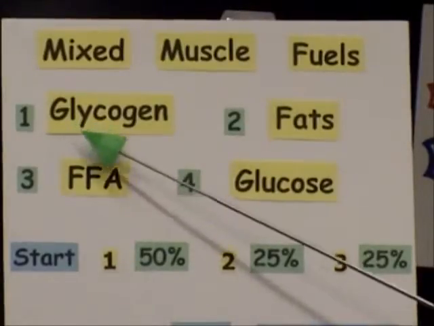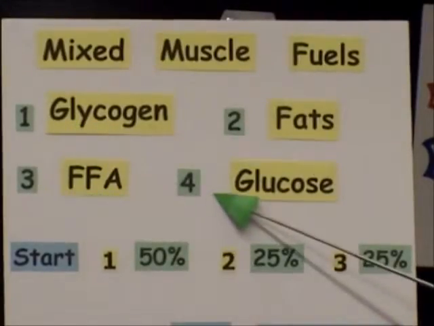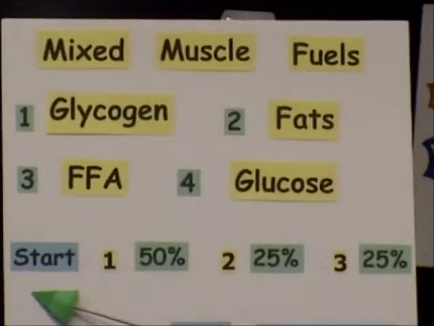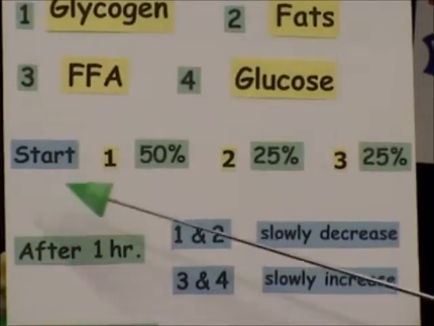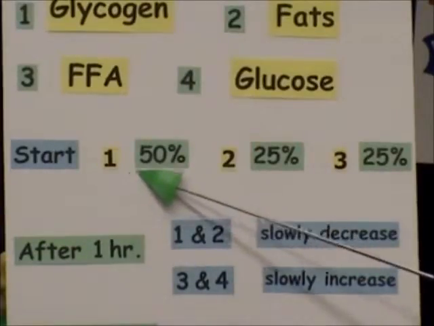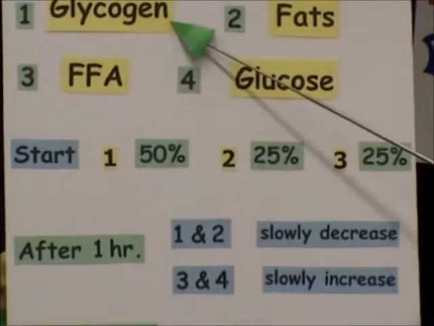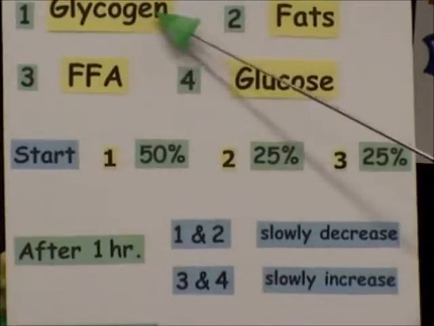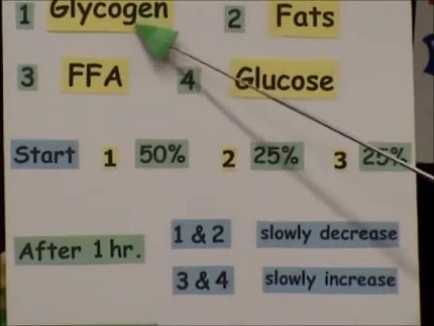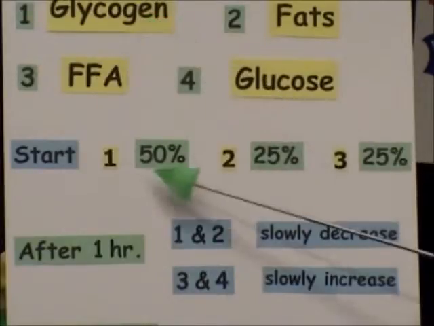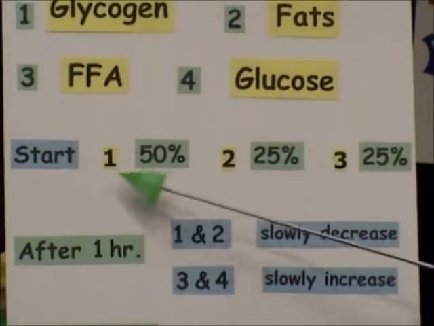So 1, 2, 3, 4. We start our exercise. What are we going to be using as a distribution? Well, pretty much half of the energy is going to come from muscle glycogen. This is a sugar source stored in the muscles. We have liver glycogen, but here we're talking about muscle glycogen, about 50% when you start your exercise.